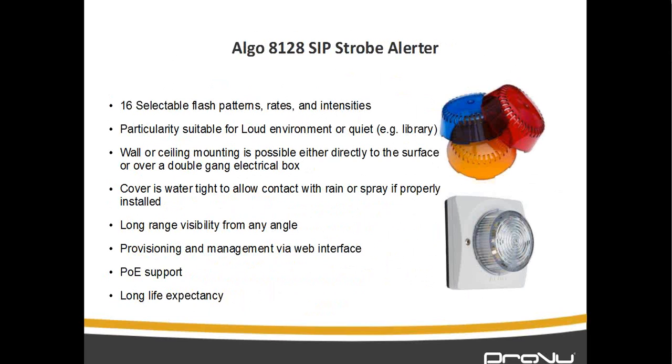These are wall mount or ceiling mountable, but you can also install it on a double gang electric box. The covers are watertight against rain and spray of water, if properly installed. Obviously, you have to install it properly to make sure it is properly covered. It does offer long visibility, and the main reason is it's LEDs. If you guys haven't used LEDs, they are quite bright, so you can see them from a distance.